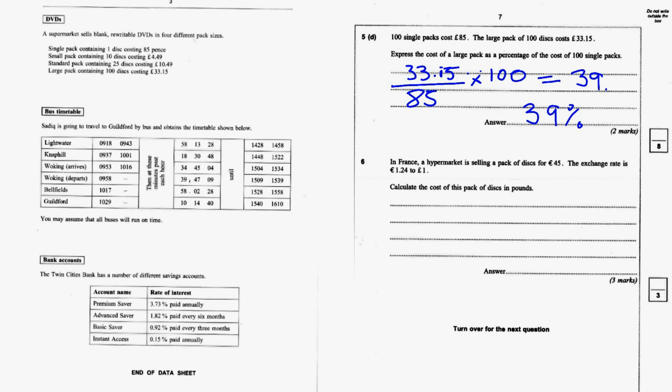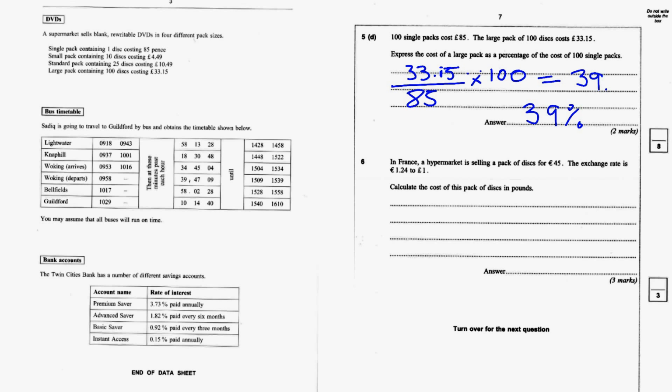Okay, then let's look at the question. So express the cost of the large pack as a percentage of the 100 single ones. So the large pack is £33.15, so put £33.15 out of the cost of the single packs, which is £85, and then we times it by 100. Why? Because we're finding the percentage, which equals 39. Just tap that in your calculator, and the answer is 39%. Hope you all got that right.